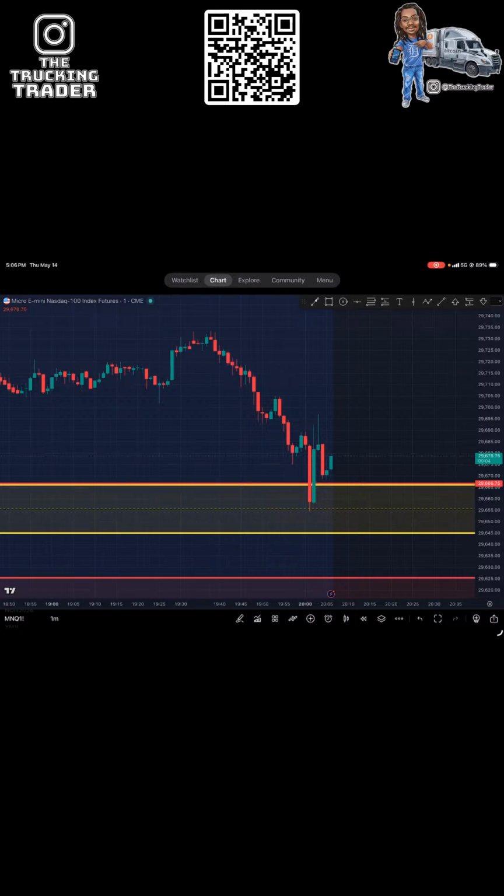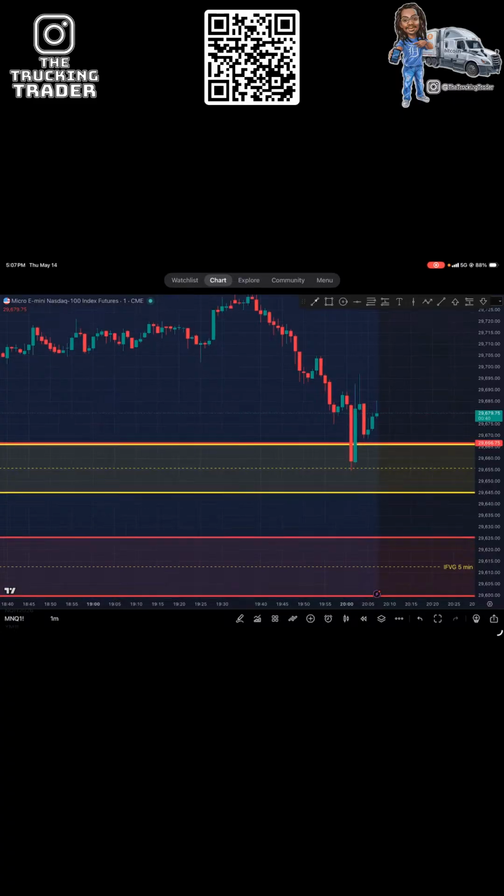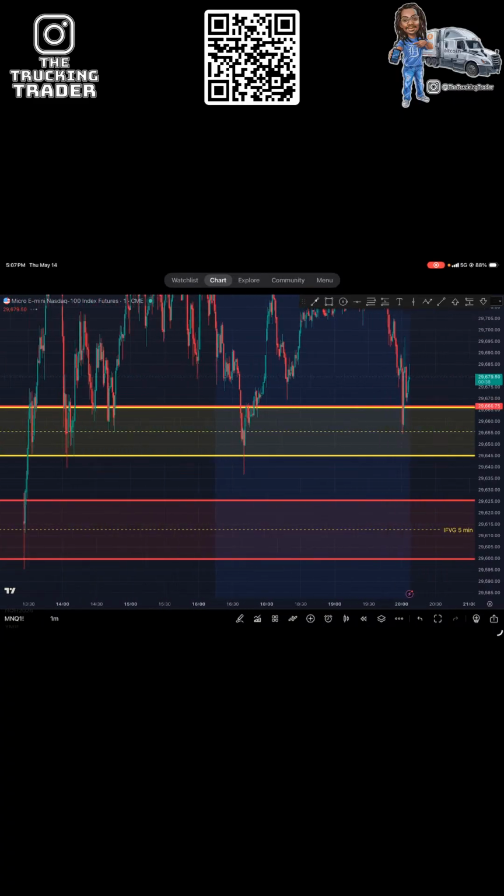Looking at the charts. So we're going to be looking at the Nasdaq during the Asian session, you guys. And I'm also going to be going over a little bit of what happened during the morning session and also during the evening session as well. Just showing you guys how these levels that I mark out really play a major role, right?